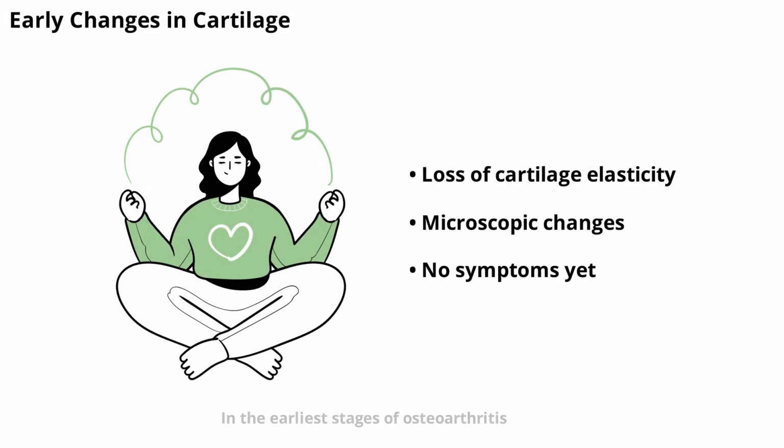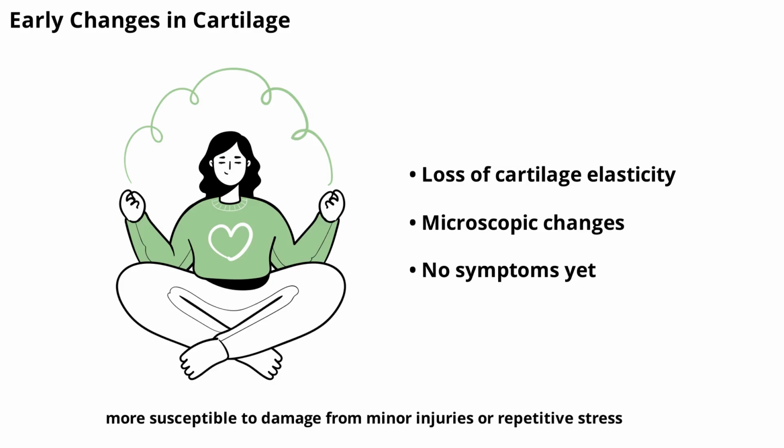In the earliest stages of osteoarthritis, changes in the cartilage are subtle. The cartilage may lose some of its elasticity and become more susceptible to damage from minor injuries or repetitive stress. At this point, you might not notice any symptoms, but microscopic changes are already underway. The joint may start to lose its ability to absorb shock, setting the stage for further deterioration. This silent phase can last for years before any pain or stiffness is felt.